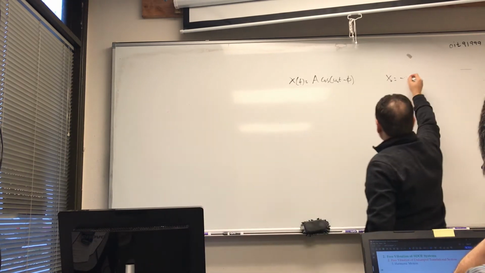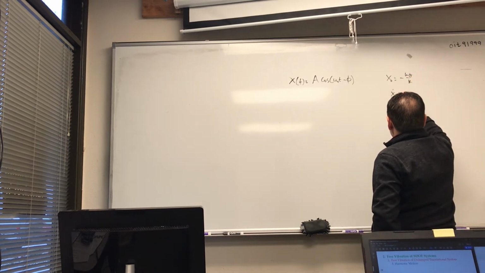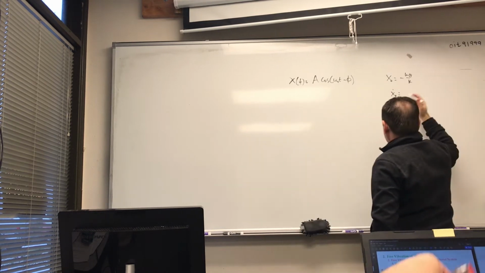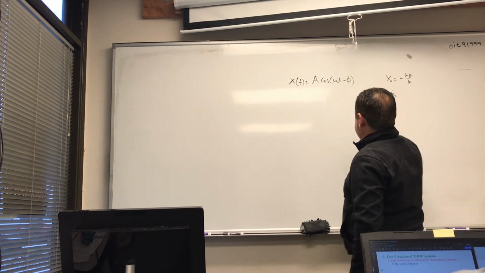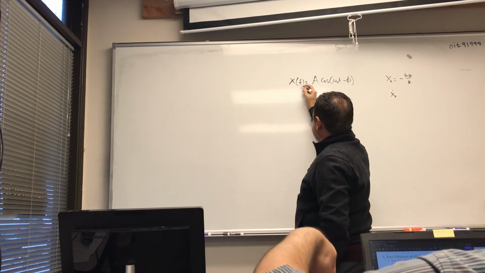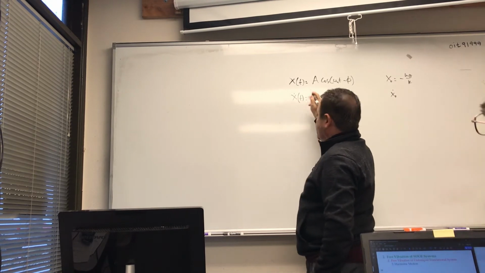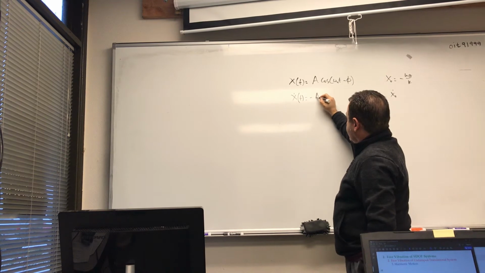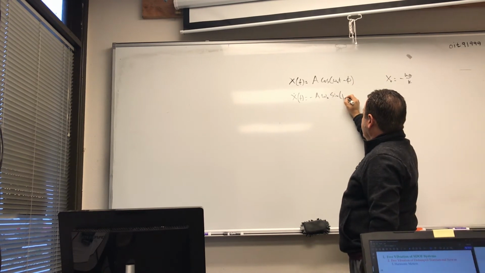Minus mg over k, right? And then x dot 0 is equal to, well, whatever, it's called x 0, right? And this is x 0, this is x dot 0. So, if x of t is this, what is x dot of t? It should be quick. Minus A omega n sine omega n t minus phi.